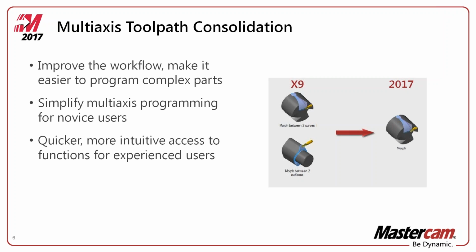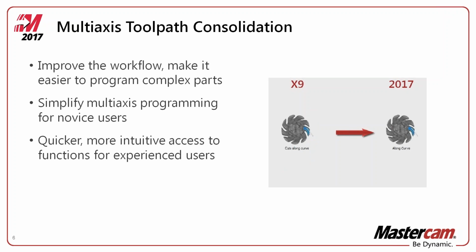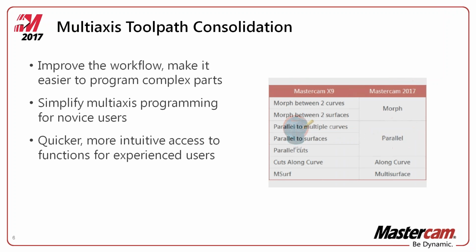Going a little bit more into that consolidation, like I said, the morph between two curves and morph between two surfaces are now just a morph. Three of the parallel types of toolpaths are now just one parallel. So there are really going to be four main categories as far as multi-axis programming goes. And you can see those four are the morph, the parallel, along curves, and multi-surface.